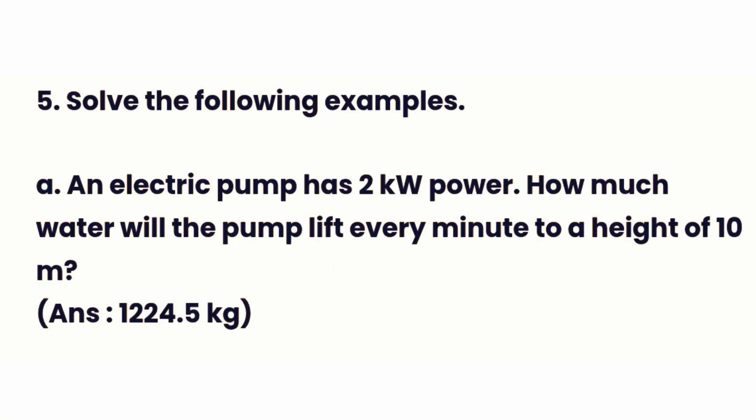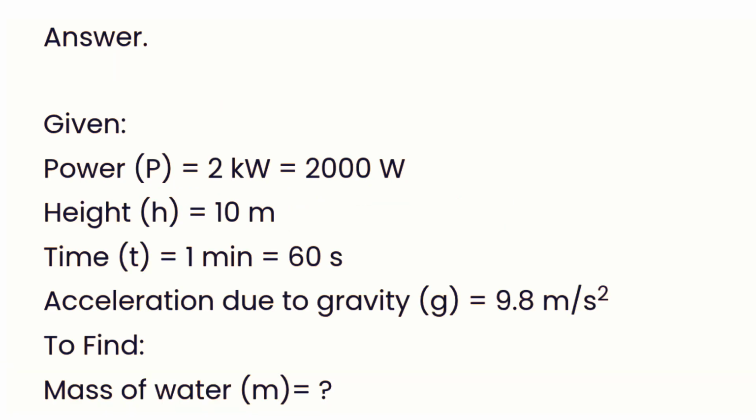5. Solve the following examples. A. An electric pump has 2 kilowatts power. How much water will the pump lift every minute to a height of 10 meters? Ans. 1224.5 kilograms. Answer. Given power P equals 2 kW equals 2000 W.